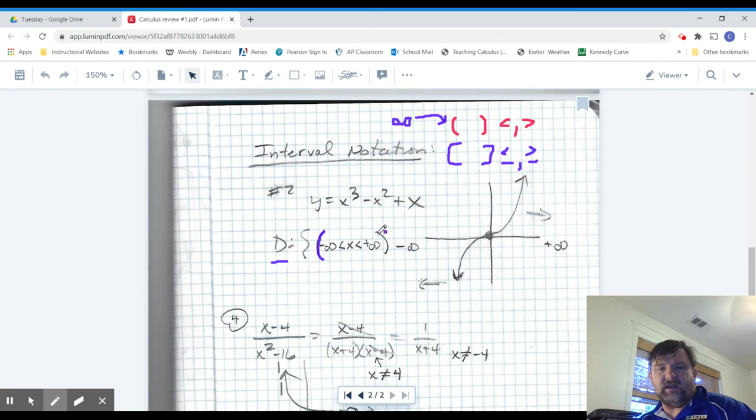infinity. So my interval notation has our 2 parentheses. Sorry, I shouldn't have written it that way. It's going to be negative infinity to positive infinity. You don't need to put greater than or equal to. So it looks something like that.